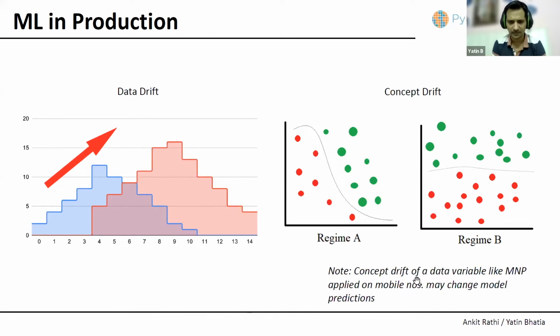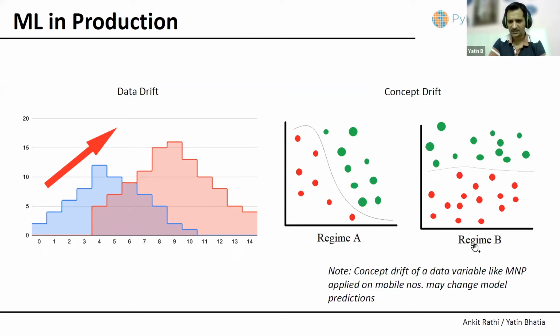So now, what is concept drift? This is the distribution of data, and here we are considering the output variable as well. This is the data, and the green one is one class and the red one is the other class. It has been properly distributed, properly segregated, one class from the other class, a simple classification scenario.